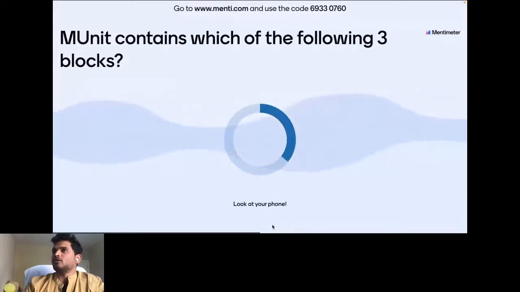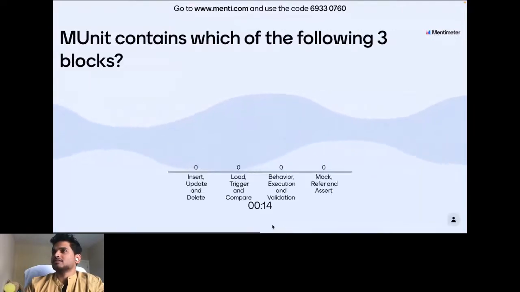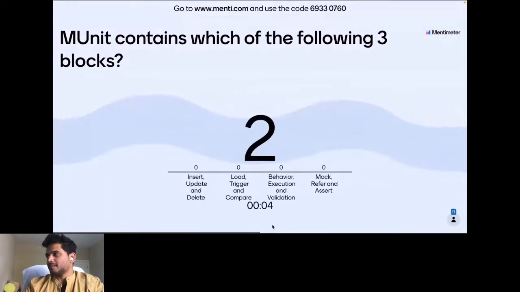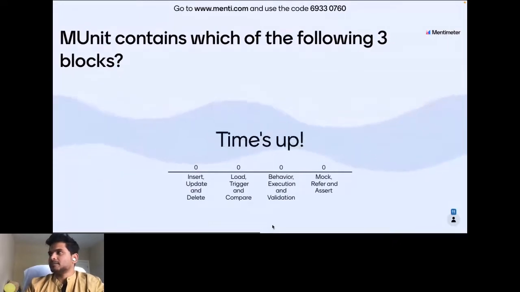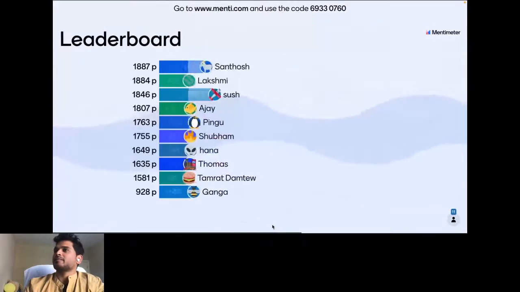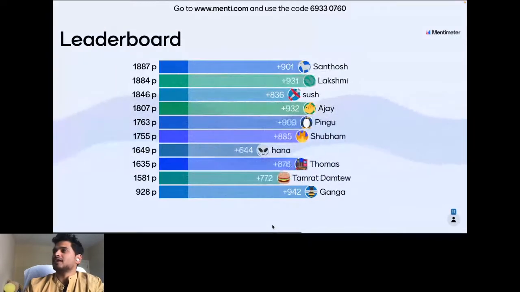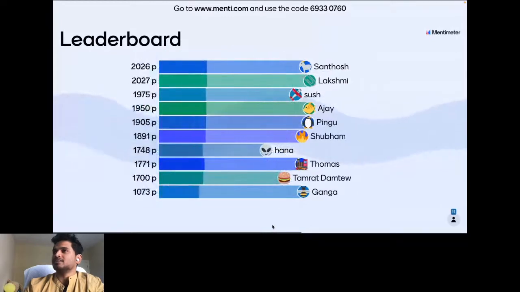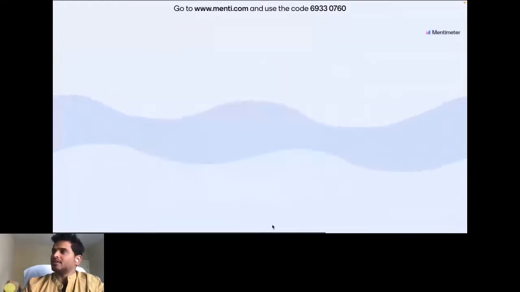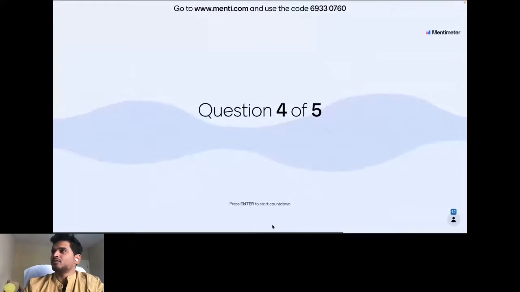MUnit contains which of the following three blocks? Insert, update, delete; load, trigger, compare; behavior, execution, and validation; mock, refer, and assert. Awesome. Everybody answered it correctly. Excellent. I have put two correct answers here, and you guys got it. All right. Fourth question.